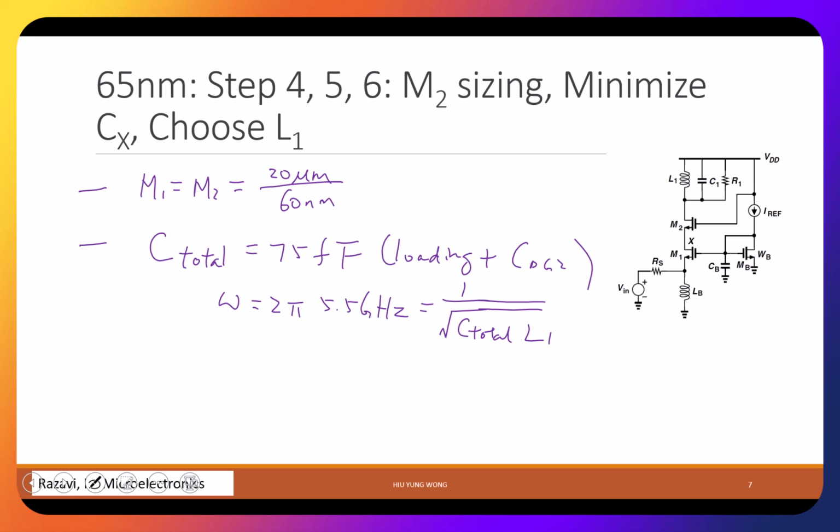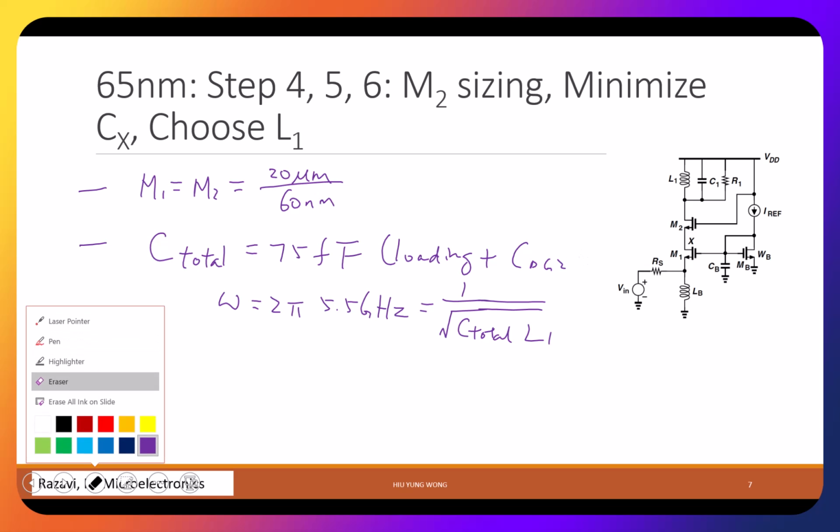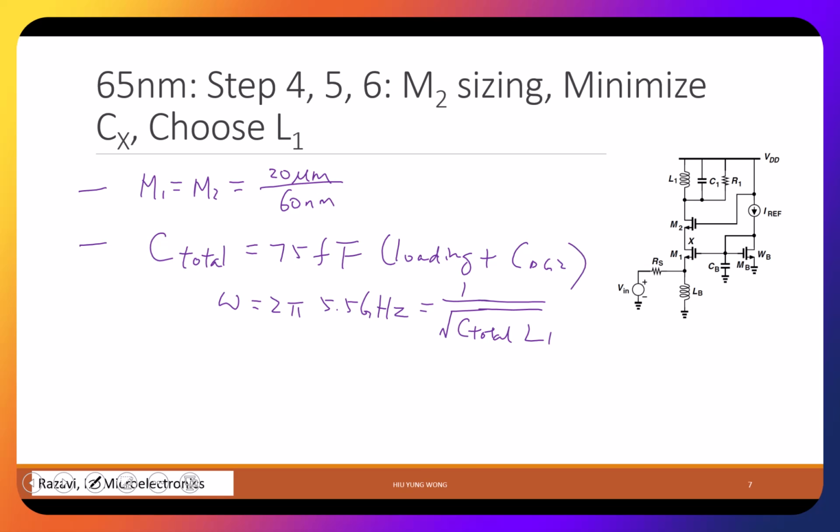Here I need to emphasize that C total of course also includes C1, where C1 is, maybe let me just say iteratively, when you have L1, then you introduce C1. C1 is the parasitic capacitance of the inductor. This is also a large one. Here, I give you L1 equal to 10 nanohenry in this example. Again, you will iterate one more time to make it nicer. It doesn't need to be exact.